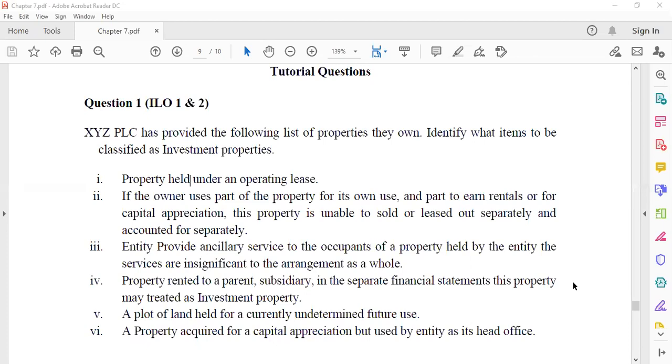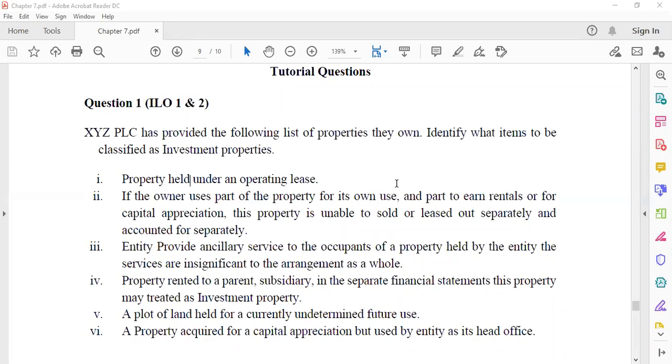Hope you are clear with the situation. Okay, as services are insignificant, it should be PP. Okay, yes, you are correct that the services are insignificant. But the point is, if the services are insignificant, we call it an investment property. So that is the decision criteria. If the services that are provided are insignificant, that is going to be an investment property.